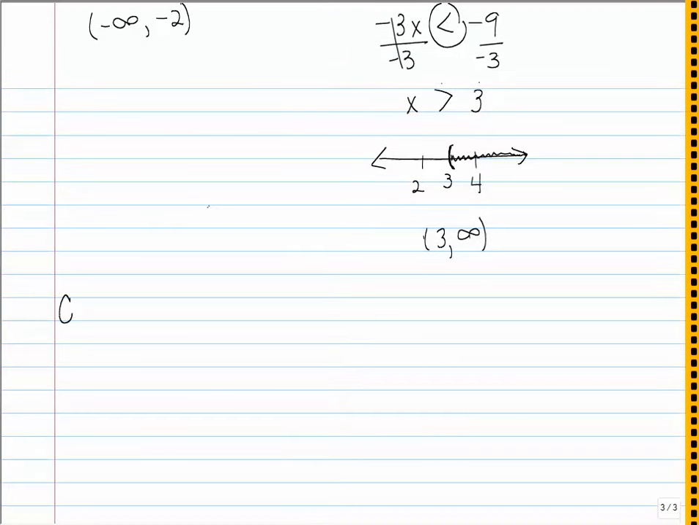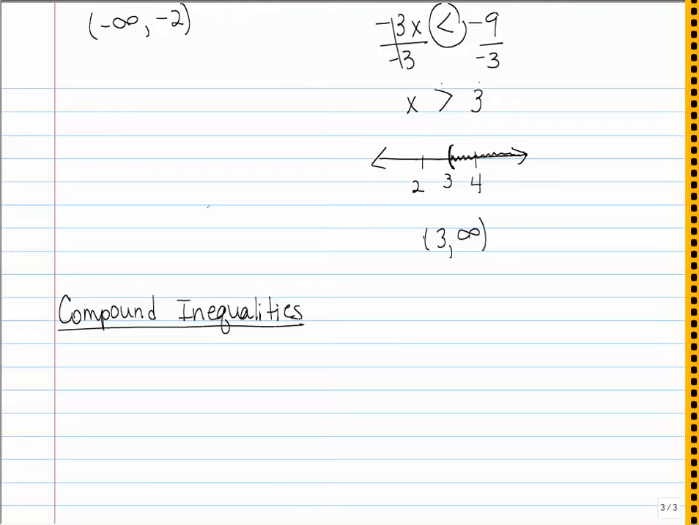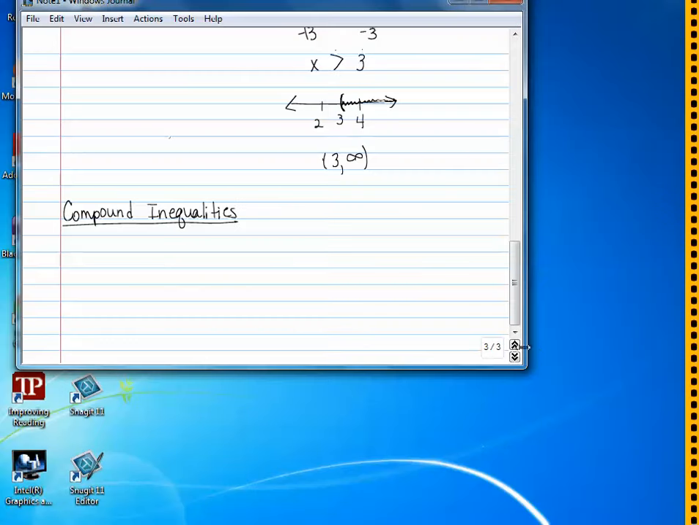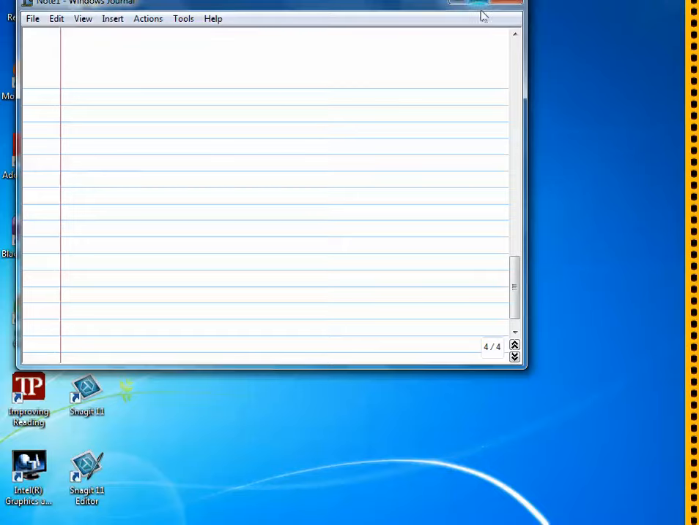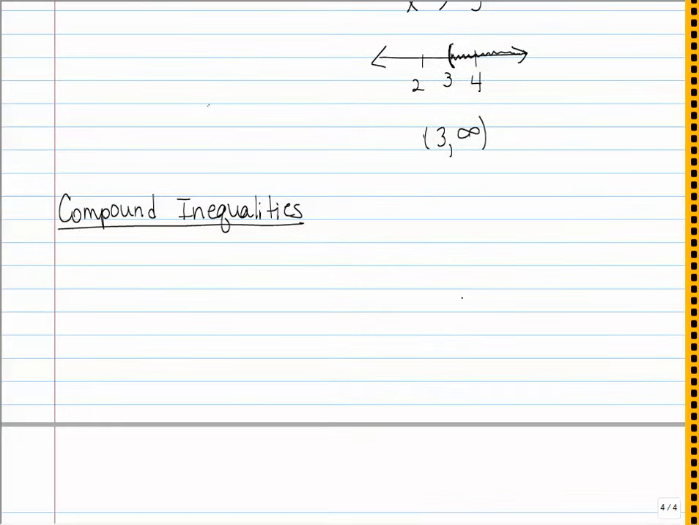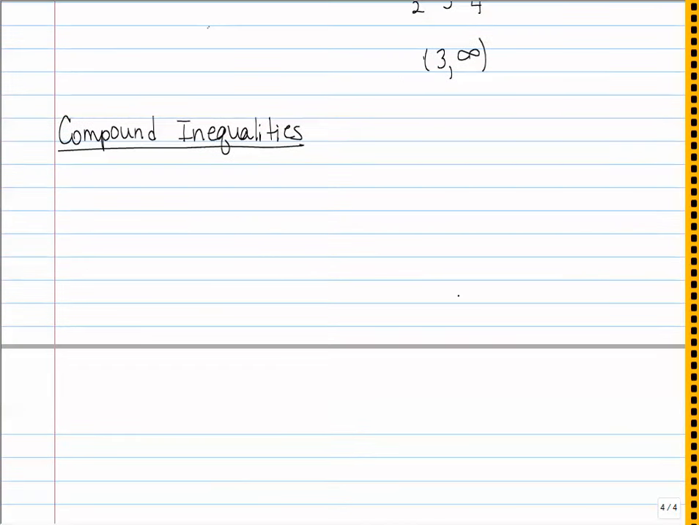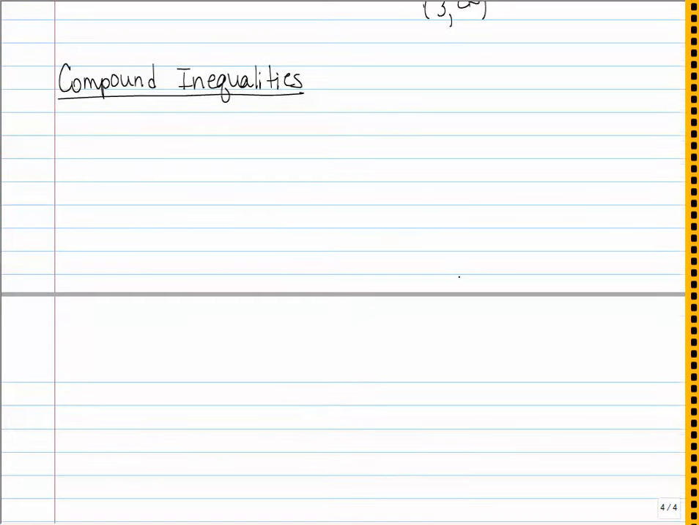Okay, next, compound inequalities. Sometimes you have a problem that has more than one inequality symbol. So for example, if you had 0 is less than or equal to y is less than 2.